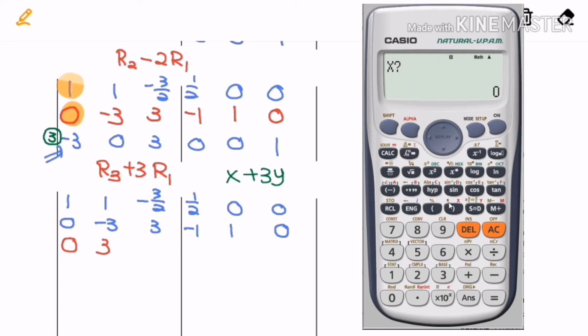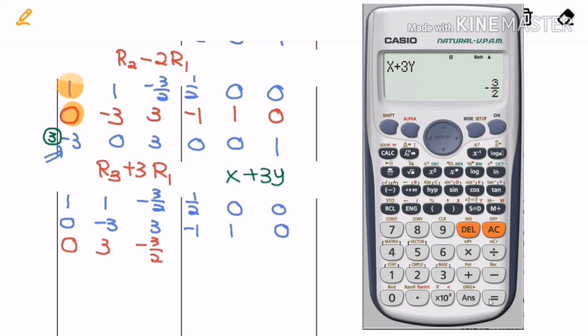Calculate what is your R3 in the third column. So the answer is 3. What is your R1 in the third column? The answer is negative 3 over 2. So press the button. So my answer is negative 3 over 2.